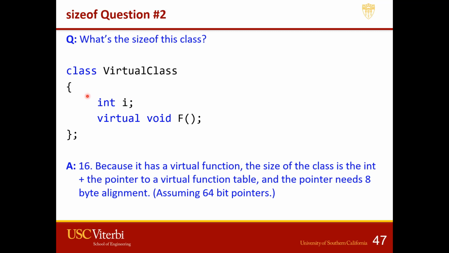We have an integer here, and the integer is 4 bytes. We have a virtual function. So anytime the word virtual appears in our class, that means we have a virtual table. So that means every instance of this virtual class starts with a pointer. So there's a pointer and then the integer. And that pointer is going to be 8 bytes long, and it will need 8-byte alignment. So if we're doing 64-bit pointers, the pointer is 8 bytes, 8-byte alignment, and then we have the integer. So that means this is a 16-byte class. This class is 16 bytes long in order to hold that one integer.